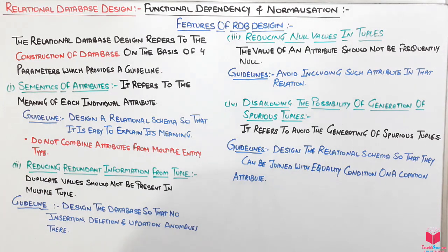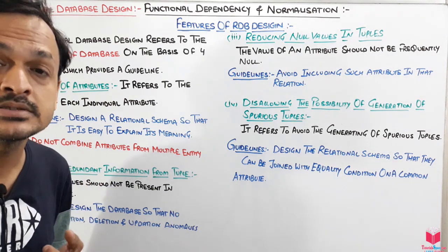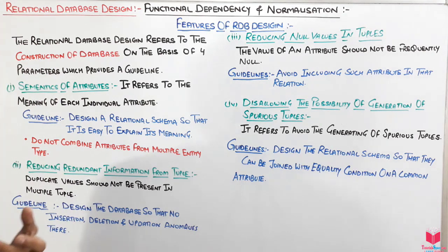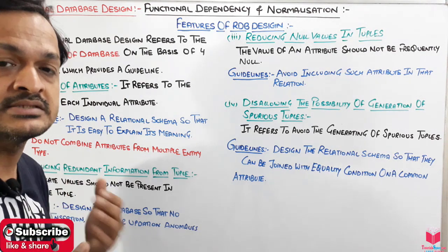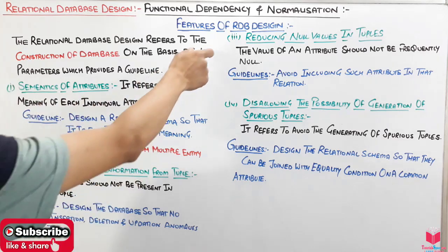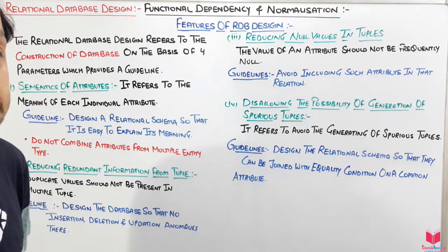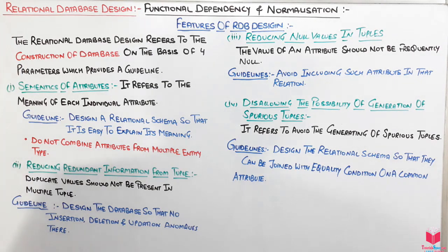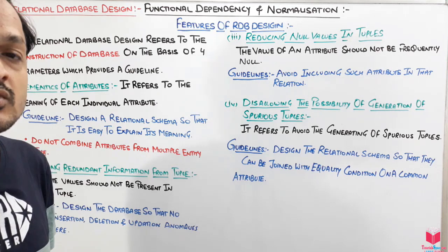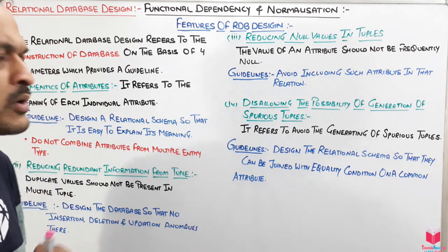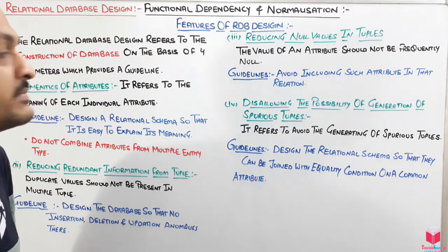Let's see. Relational database design refers to the construction of a database on the basis of 4 parameters which provide a guideline. That means a relational database designer keeps 4 parameters in mind, which give a guideline while designing a database. So these are the 4 parameters which a designer should keep in mind so he can design a database very smoothly and remove many problems that come under relational database design.